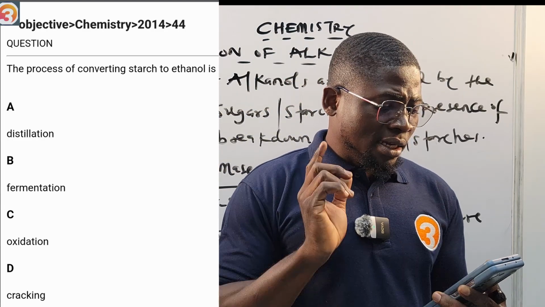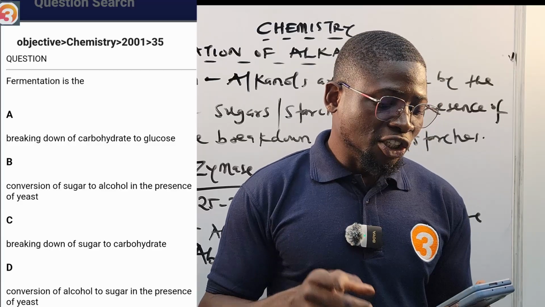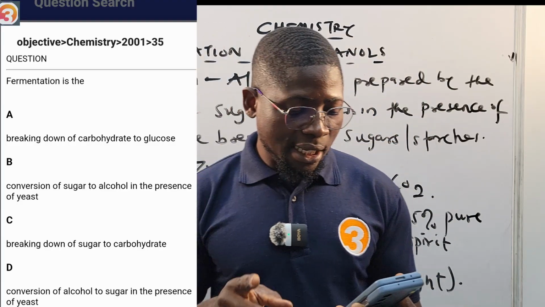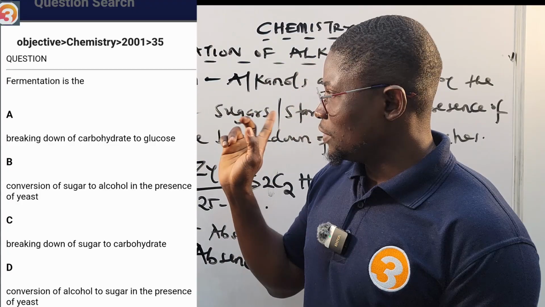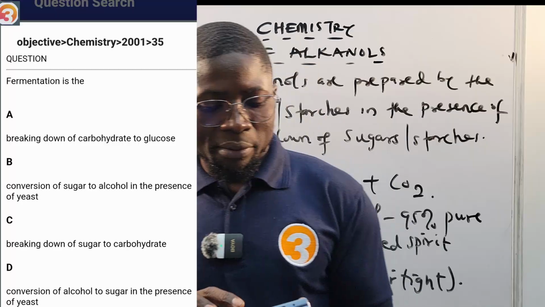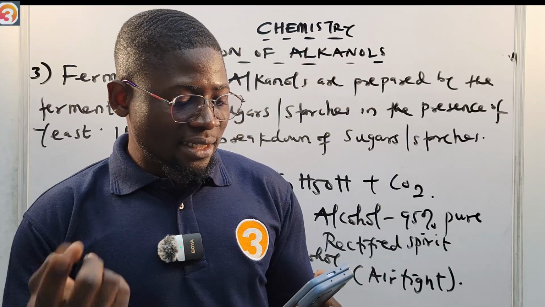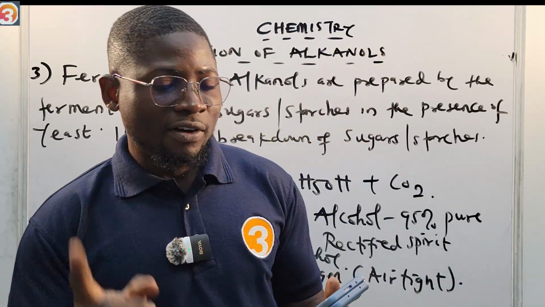Let's go. 2001 number 35. You can see it's a very, very common question. Fermentation is the A, breaking down of carbohydrate to glucose. No. B, conversion of sugar to alcohol in the presence of yeast, which is very correct there. So our option B will be correct. Now, 2002 number 38, the same thing came out again in another format. Ethanol can be produced by fermentation of starch.